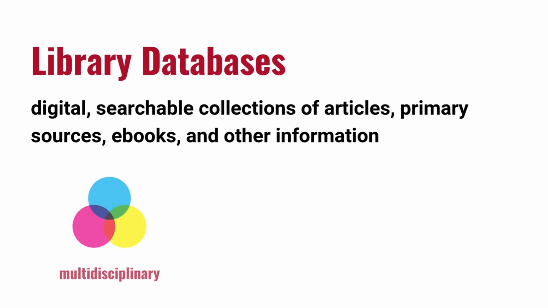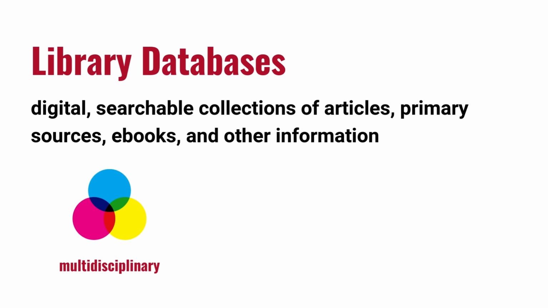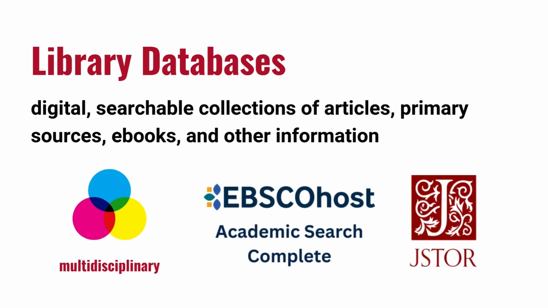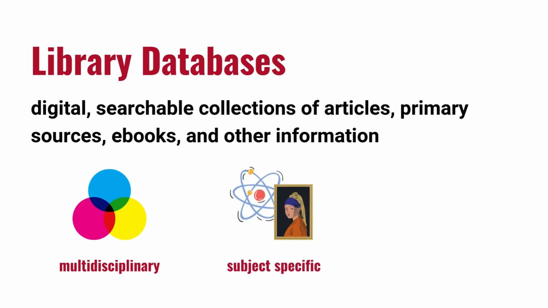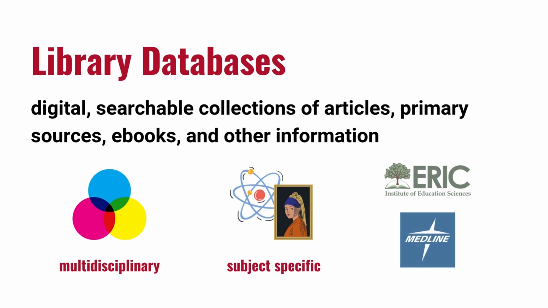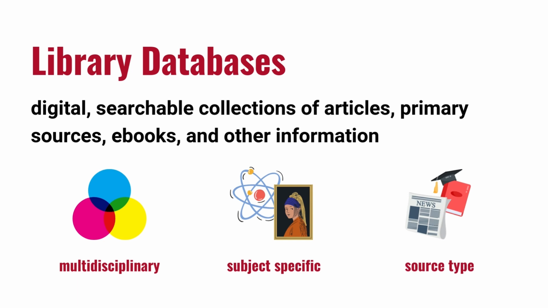Some databases are multidisciplinary, which means their collections cover many subjects. Some popular multidisciplinary databases here at UMSL are Academic Search Complete and JSTOR. Other databases cover a specific subject, like education or health sciences. These databases have specialized content and offer unique search features. Finally, some databases offer a specific type of content, like newspapers or ebooks.